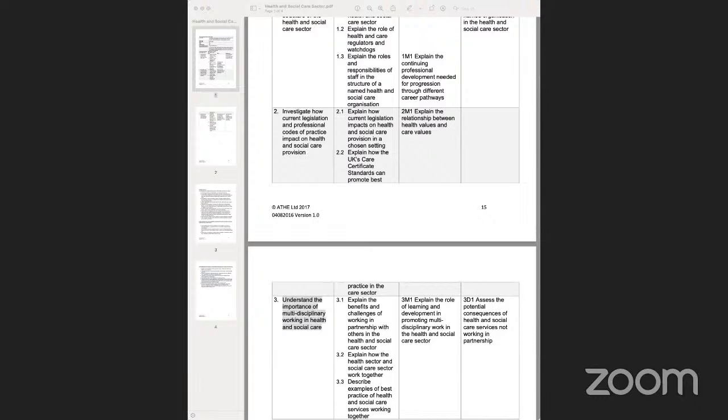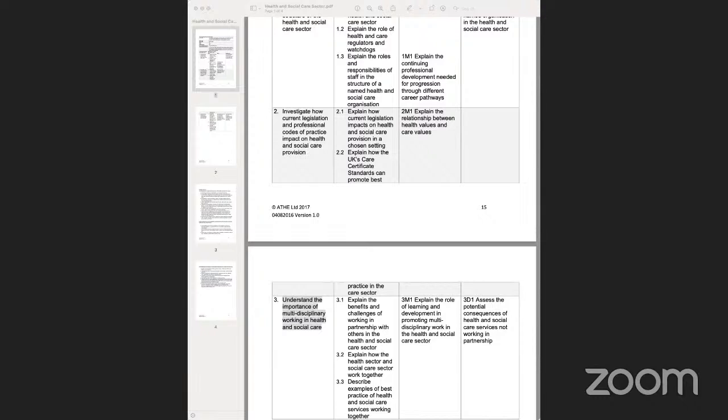But the idea here is to try and complete both these units before the end of this month. There are about six or seven sessions required, and what we'll do is cover those across as we go along and study these units.